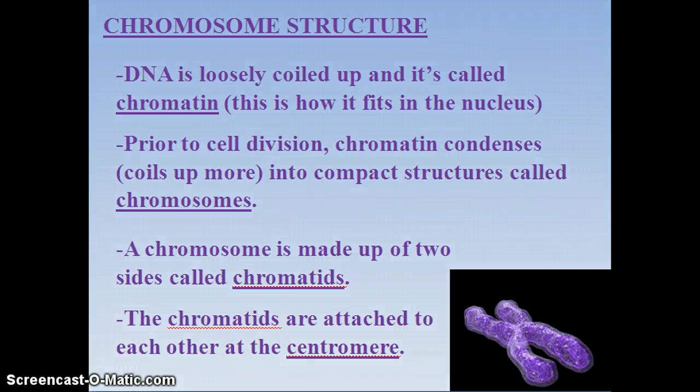So if we can see here at the bottom of the slide, this is a chromosome, and it kind of resembles the letter X. And we see that each side here, this is a chromatid, and this particular side is a chromatid, and it's held together in the middle by a centromere. And if you look at the word centromere, it represents center, C-E-N-T-E-R. So the centromere is located in the center, and it holds together the two chromatid sides.